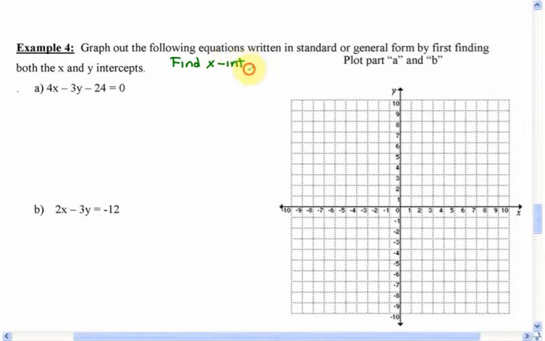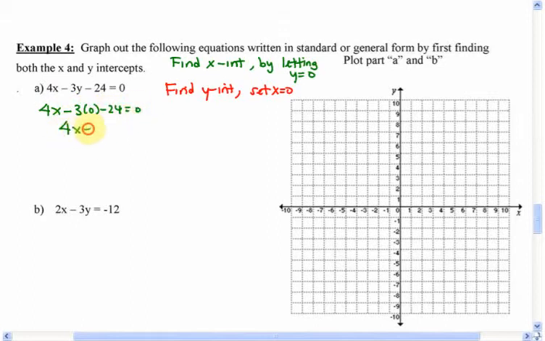Find the x-intercept by letting y equal 0. And then, of course, if I asked you to find the y-intercept, hope you remember this, set x equal to 0 and solve. So for the x-intercept, I'm going to say let's make y 0.